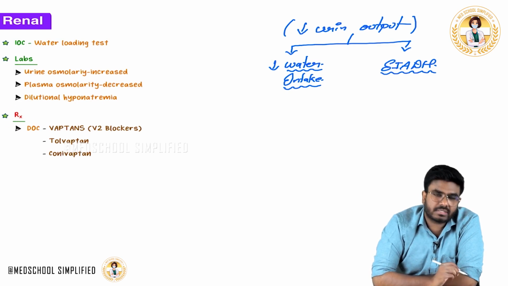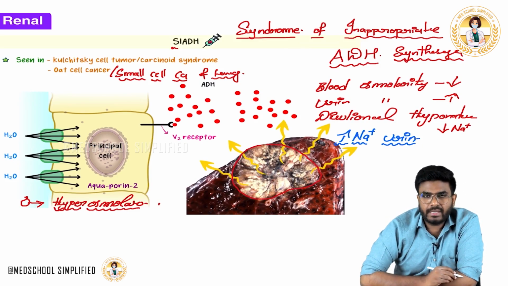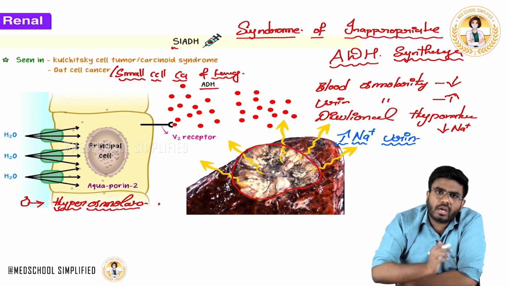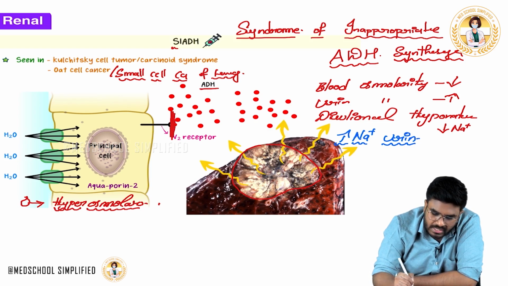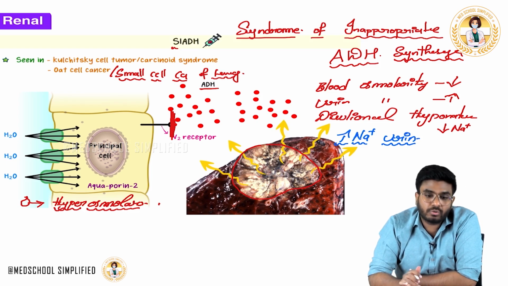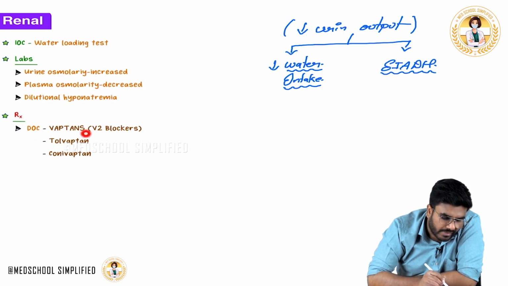Now how to treat these patients? Treatment is very simple. Actually you have to treat the cancer, but that's not going to be done that easily, right? So what you need to do? Let the anti-diuretic hormone be there. Simply come and block the V2 receptors. If you can block the V2 receptors, the anti-diuretic hormone cannot act there. So symptomatic treatment of SIADH is Vaptans.